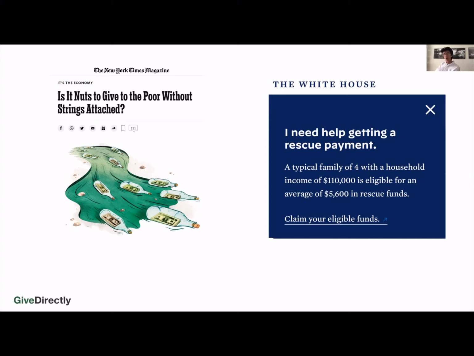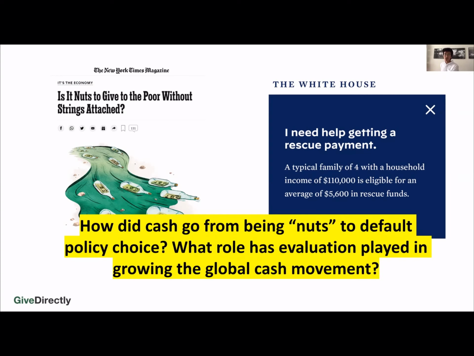So how do we go from the left to the right, from being considered nuts to being the default response tool? And what role has evaluation played in growing this global cash movement? And again, hopefully I'll touch on some of the practices for evaluation that GiveDirectly has done, how this has contributed to the global landscape and movement for cash, and also touch on how we're applying some theory behind both formative and summative evaluation techniques.